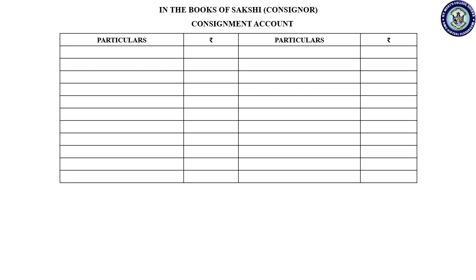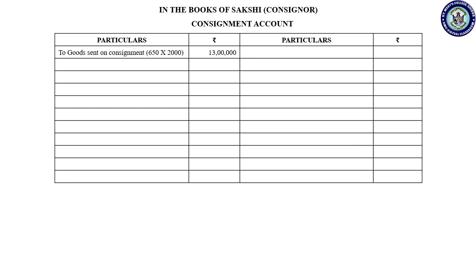Okay, so now first you have to start with opening stock. There is no opening stock, right? You read the first line. Sakshi of Mumbai consigned 2,000 barrels of lubricant oil costing rupees 650 per barrel to Sonakshi. So the first entry is goods sent to consignment, because there is no opening stock.